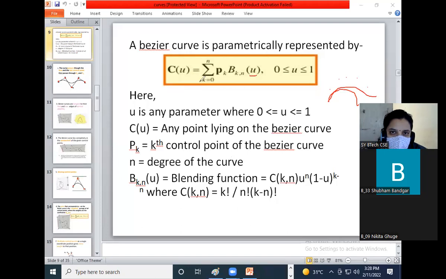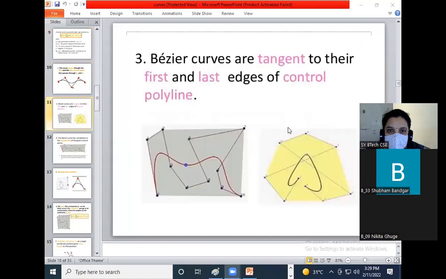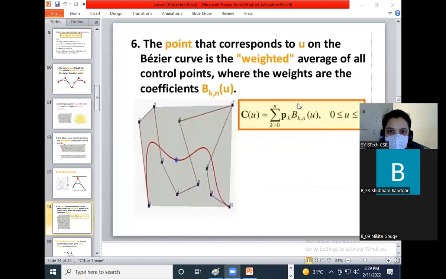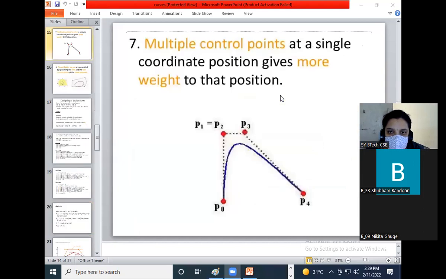So that is the Bezier curve expression. It is fixed, so you have to learn it by heart. K ranges from 0 to N, PK is the weight associated with the control point, and BKN is the blending function, which has a fixed form: CKN, U raised to N, 1 minus U, K minus N. That is how the Bezier curve is represented in a parametric way. It is a representation of the Bezier curve in a parametric fashion. Here also we use the same function, and the weights are associated with BKN, that is, the blending.